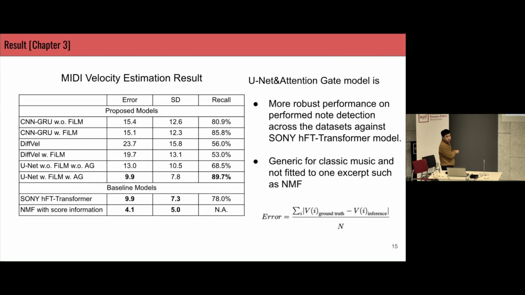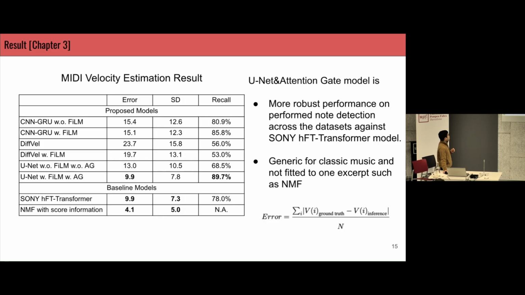This is the result of the MIDI velocity estimation task. Among the proposed models, the U-Net with FiLM and attention gate works the best. The error is 9.9 out of 127, and the note detection rate is almost 90%. This is comparable to the state-of-the-art model, whose error is also 9.9, but whose note detection rate is lower than the proposed U-Net model.